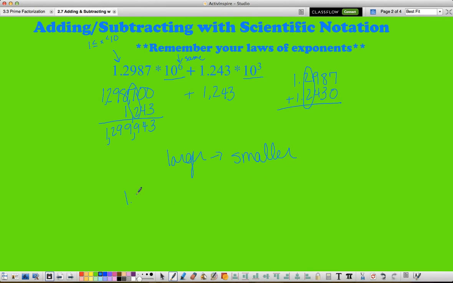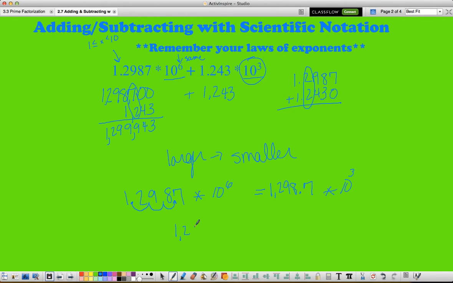So what that means is I want to take 1 and 2,987 ten thousandths times 10 to the 6th, and I want to turn it into something times 10 to the 3rd because that's what I have here. So what this means is, since my exponent is going down 3, my decimal has to go to the right 3 places. 1, 2, 3. So now this turns into 1,298 and 7/10 times 10 to the 3rd power.